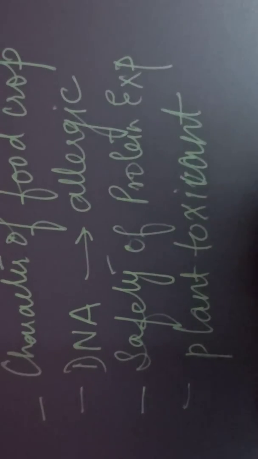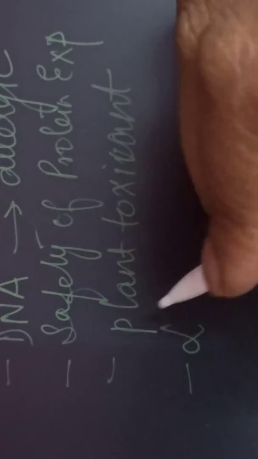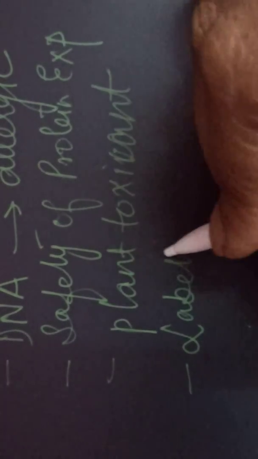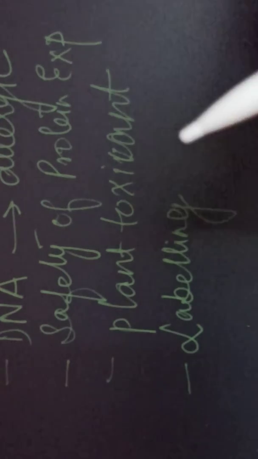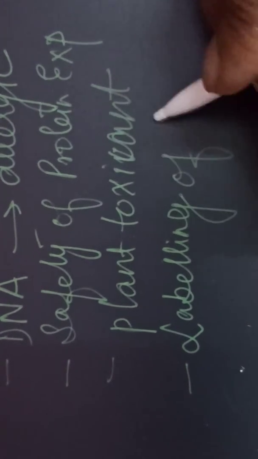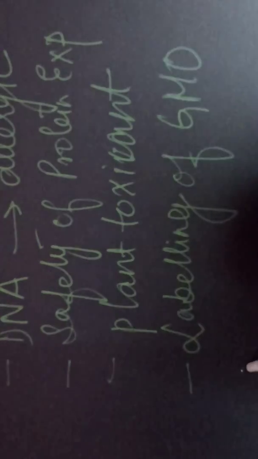And mandatory labeling of GMO. This is very important because we have to give the freedom to the consumer to select from the wild type variety or from the mutated variety. So mandatory labeling of GMO is necessary.